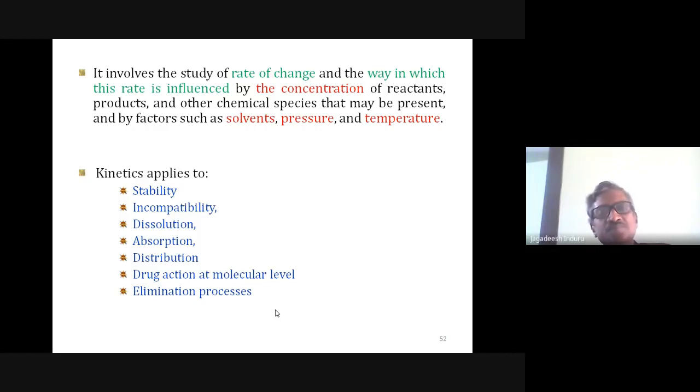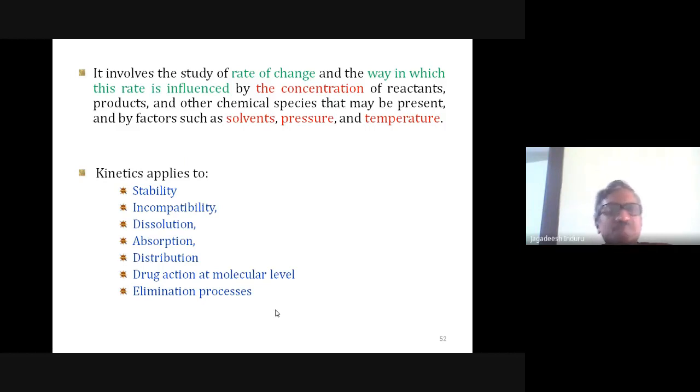Another one is incompatibility. Most of the times, kinetics is applicable to the incompatibility of drug and excipient: at what rate they are progressing and degrading each other. Even though a reaction is present, if it takes 100 years to degrade, it is not a bother to us. That is the reason we apply it to incompatibility also, at what rate they are moving.